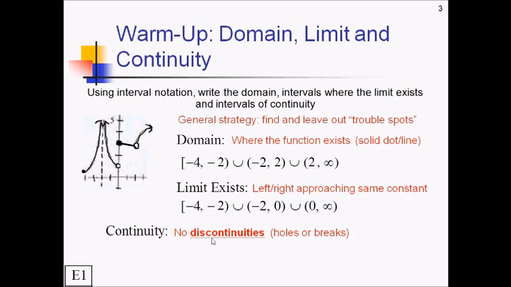Now for discontinuities, we just leave out all the places where we have any kind of hole or break in the graph. So we're still starting at -4, going until the asymptote at -2. Then we're going from -2 to this jump right here at 0. And then from 0 to the hole at 2. And then from 2 to infinity for that.